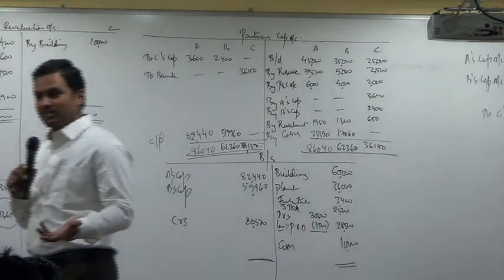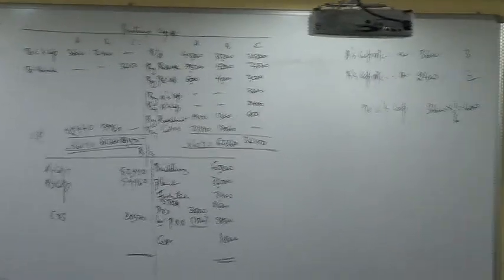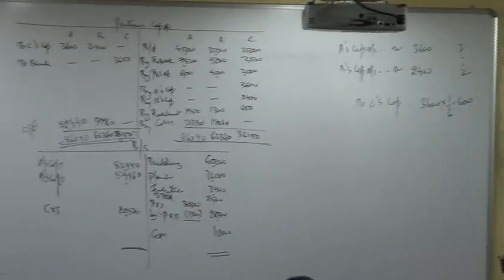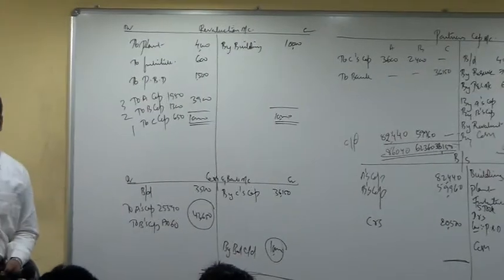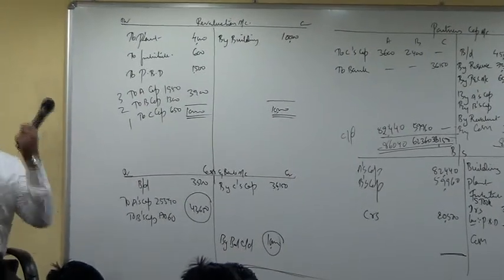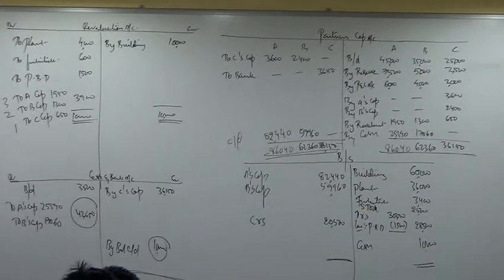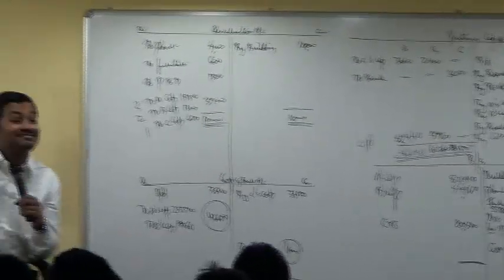These problems were already there in your CPT level, but I doubt how many people would have solved it. In intermediate, you have admission, retirement, death.